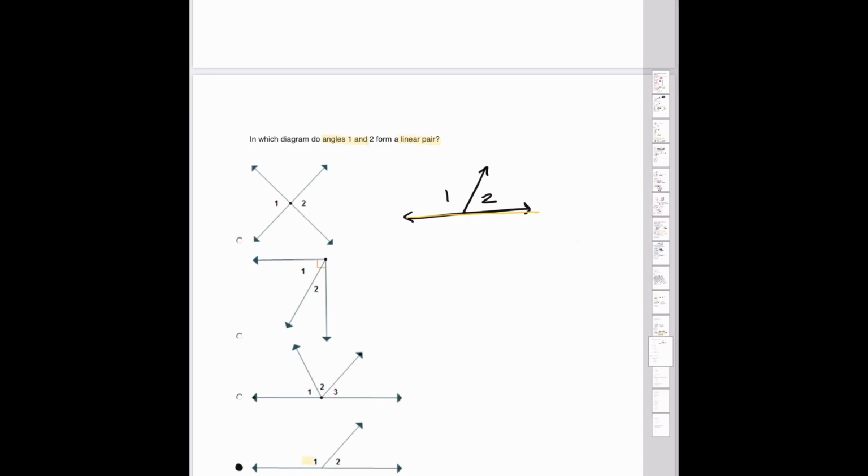As you can see here, you have angle 1 and 2 that share that common line, making those linear pairs. Let's look at the next statement. Here we are asked, in the diagram, what is the measure of VSR? So here we have VSR. So we are looking for the measure of VSR.